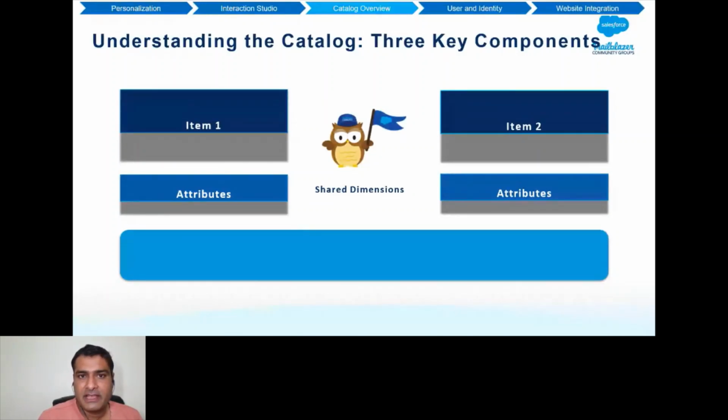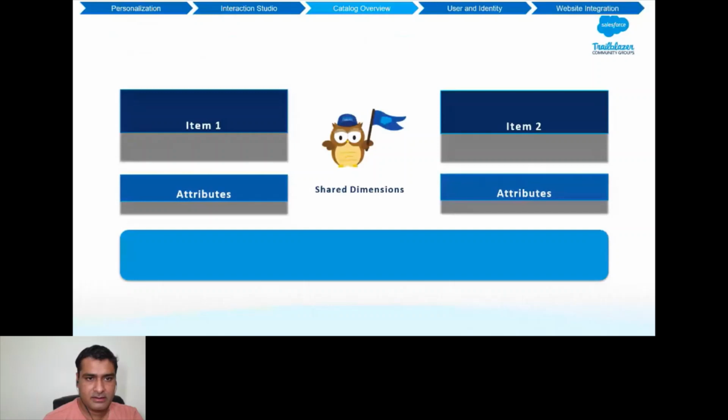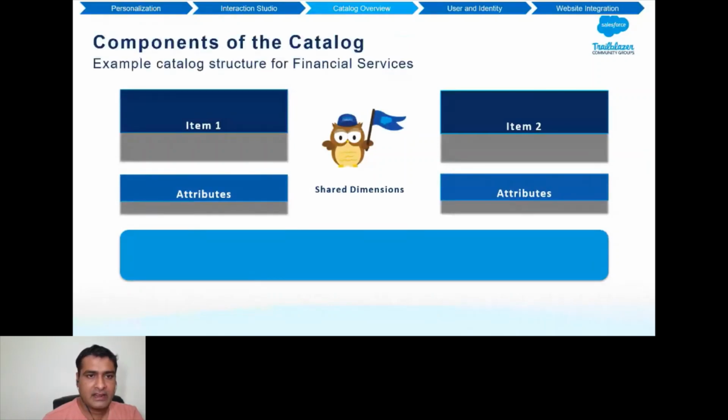It is an object-based, non-relational database which is built on top of MongoDB, and it is used to create the shadow catalog. Three basically core components for this data model are item types, attributes, and dimensions. So item types, and I'll explain it with an example for financial services. Item types could be those business objects which are relevant for your use case.